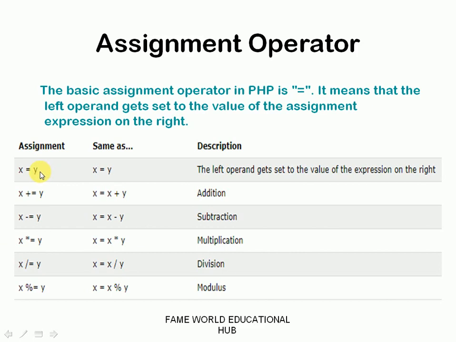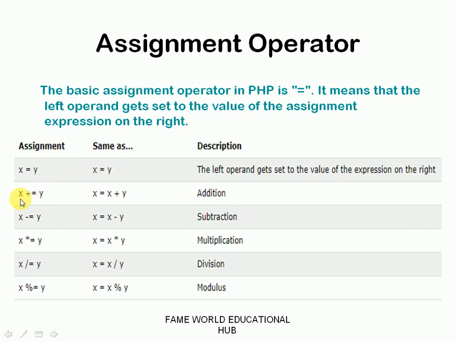So let's go through them. x = y is always the same as x = y. The description is that the left operand gets set to the value of the expression on the right. That means after this gets executed, the value of the right hand will be assigned to the left. Yes, the value from the right will be assigned to the left. That means x will get the value of y.